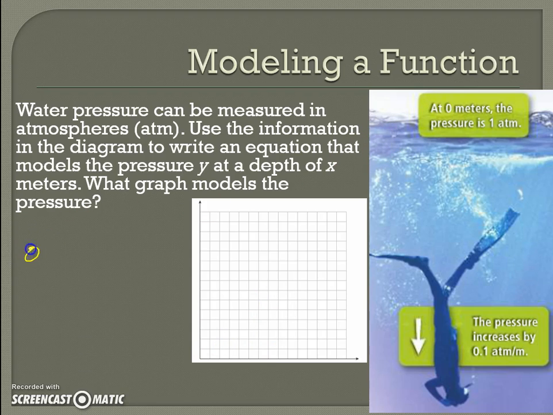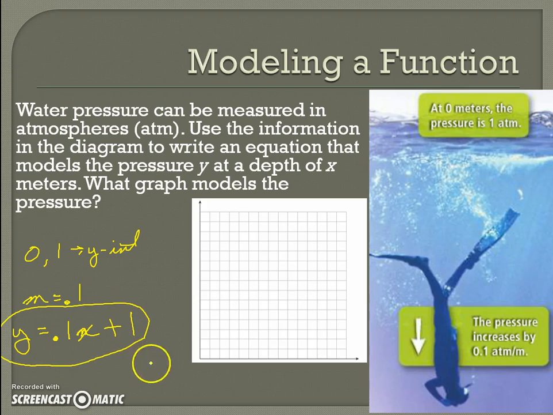If it's at 0, that means we're talking about the point (0, 1). Well, this right here is a y-intercept. Okay, so my y-intercept for this is 1. Here it says the pressure increases by 0.1 ATM per meter. This is written as a slope. So that means my slope is 0.1. So I could write the equation fairly easily by just doing y equals, write my slope, 0.1 times x, plus my y-intercept, which is 1. So there is my equation.